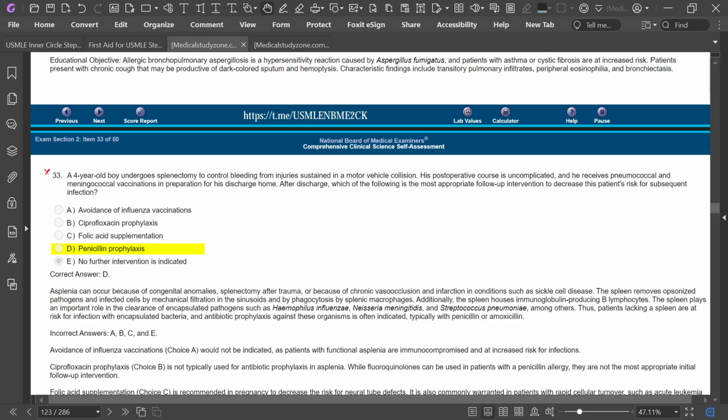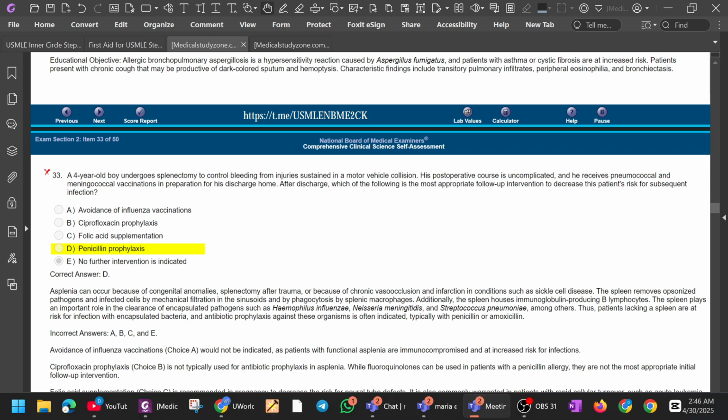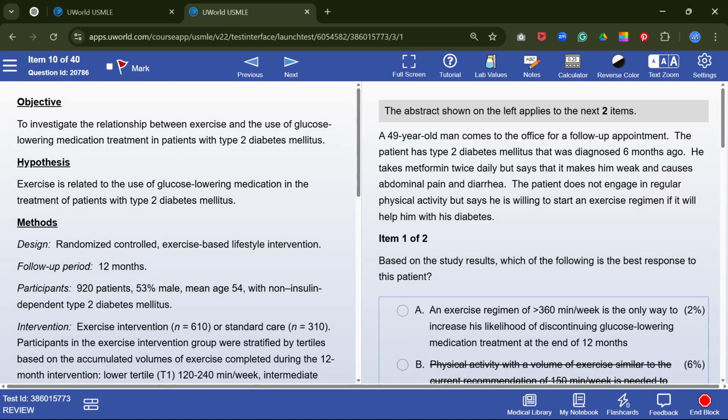Thus, patients lacking a spleen are at risk of encapsulated bacteria, and antibiotic prophylaxis against these organisms is often indicated. Typically penicillin or amoxicillin.